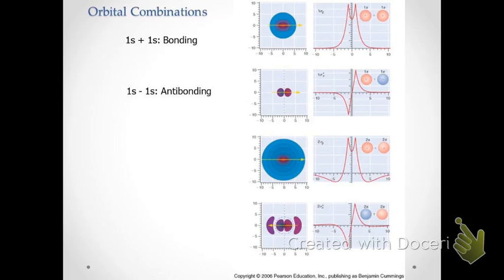Now let's move on to 2s orbitals, and we have a similar kind of thing. We have 2s plus 2s bonding orbitals, and in that case we see again that enhancement of electron density in the internuclear region as we did before, and the 2s minus 2s antibonding orbital. No differences here. We're just dealing with atomic orbitals that are farther from the nucleus and will be useful when dealing with second row diatomic molecules.